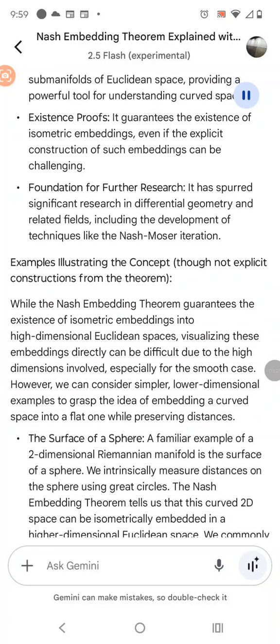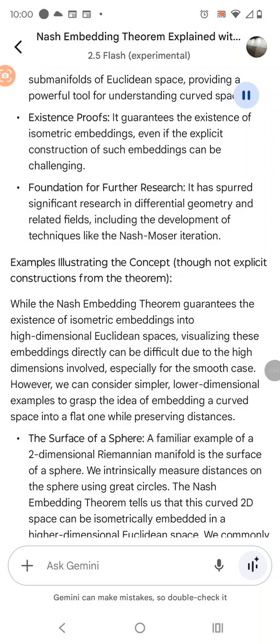Examples illustrating the concept, though not explicit constructions from the theorem. While the Nash embedding theorem guarantees the existence of isometric embeddings into high-dimensional Euclidean spaces, visualizing these embeddings directly can be difficult due to the high dimensions involved, especially for the smooth case. However, we can consider simpler, lower-dimensional examples to grasp the idea of embedding a curved space into a flat one while preserving distances.